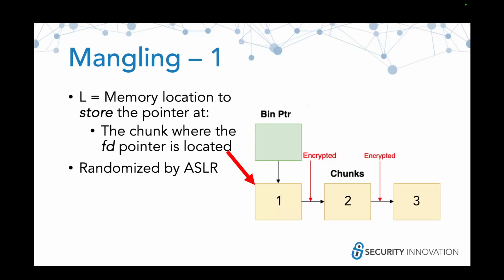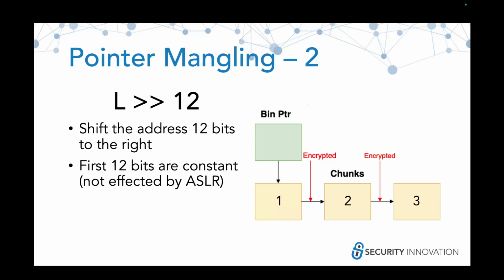And here's a better diagram explaining. L, or the storage location, is where we're actually storing the pointer at. So this is where the FD pointer is actually located at. And this is going to be randomized by ASLR, of course. And then we shift that location by 12. The reason that we do this is because the first 12 bits are going to be constant because of ASLR. Because of just how ASLR works, they wanted to be able to do bit masking checks on pointers, and so the first 12 bits are actually unaffected by ASLR anyway.